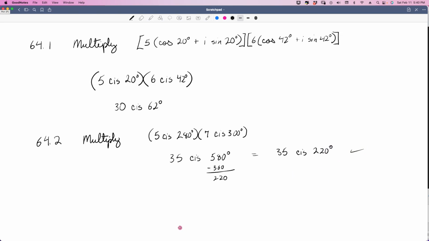So it's not difficult at all. It's very straightforward, and it follows the rules that we're used to.